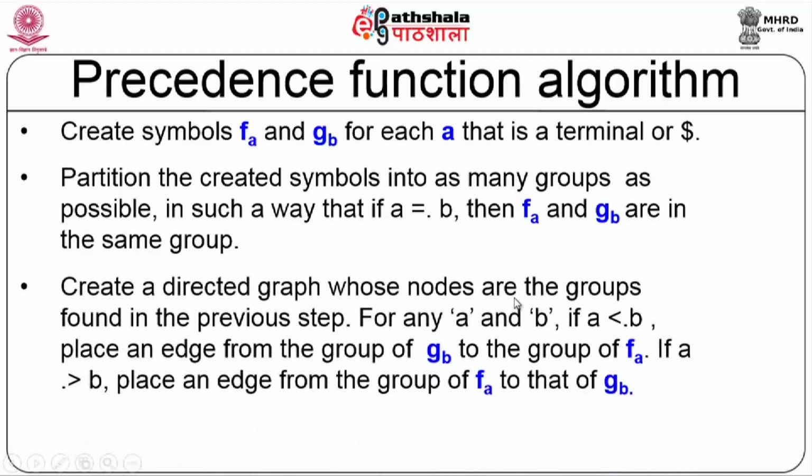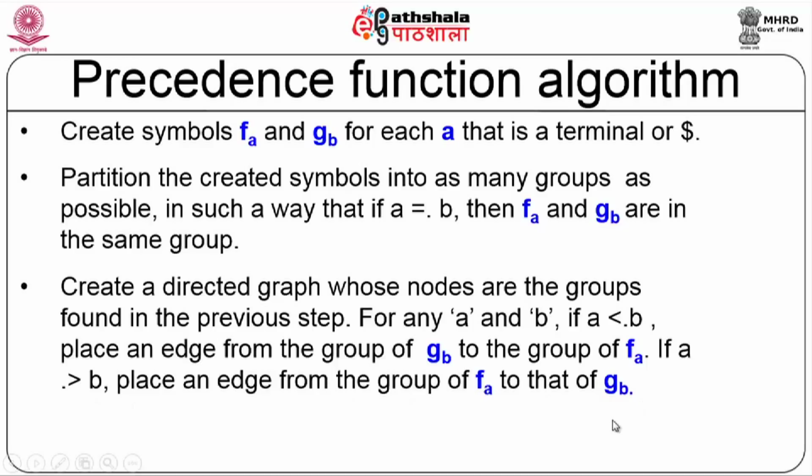Okay. And then you are going to group it basically. Create a directed graph whose nodes are the groups found in the previous step, and for any a and b, if a is less than b, place an edge from the group of gb to the group of fa. So, from gb to fa, you have a directed edge if a is less than b. Okay. So, a is less than b, so the direction should go from gb to fa. If a is greater than b, place an edge from the group of fa to gb.